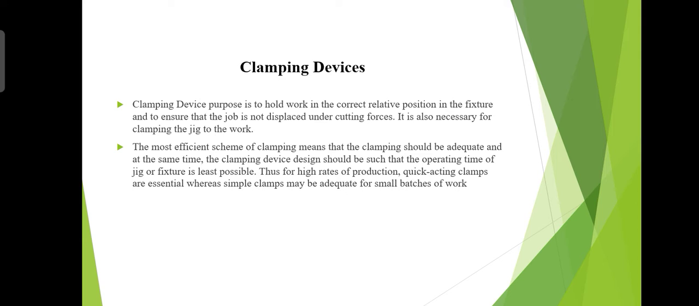Clamping devices must be positive and the design should be foolproof, meaning that there is only one certain way of loading the part. There should be no doubt about the location of the part in the tool. The most efficient scheme of clamping means that the clamping should be adequate and at the same time, the clamping device design should be such that the operating time of the jig or fixture is least possible. Thus, for high rates of production, quick acting clamps are essential, where simple clamps may be adequate for simple batches of work.